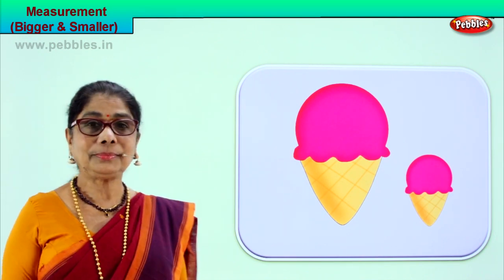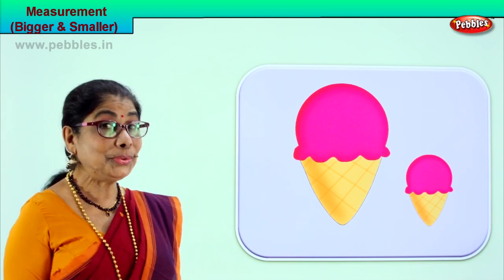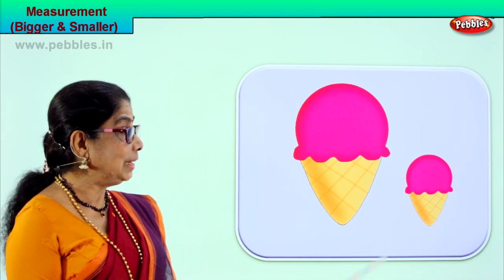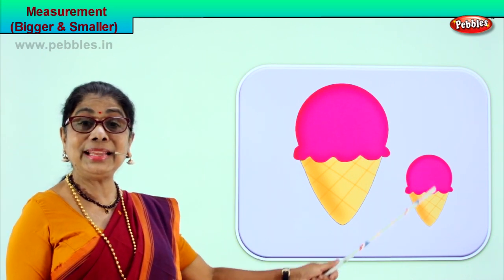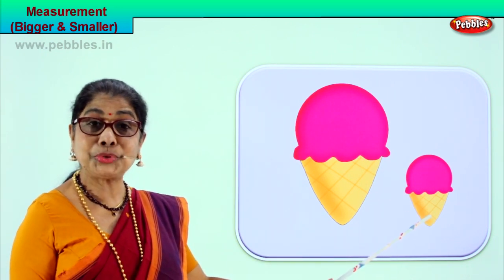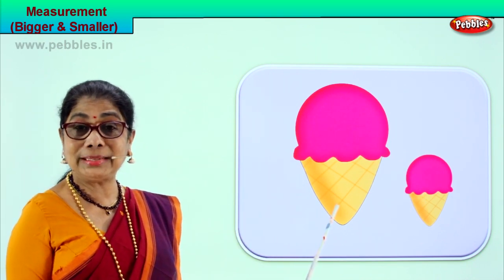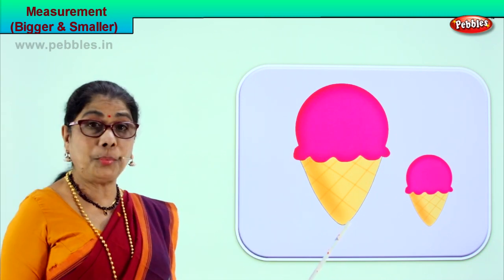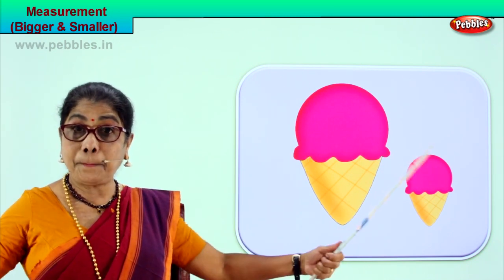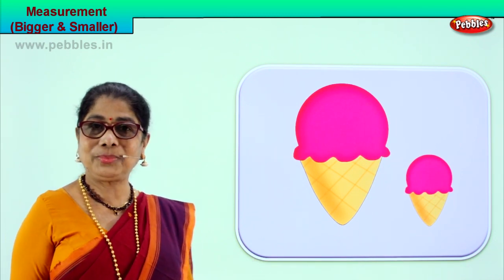Look. We love cone ice cream. We have here two strawberry cone ice creams. One is small. So we say this cone ice cream is smaller than this cone ice cream. Or you say this strawberry cone ice cream is bigger than this cone ice cream.